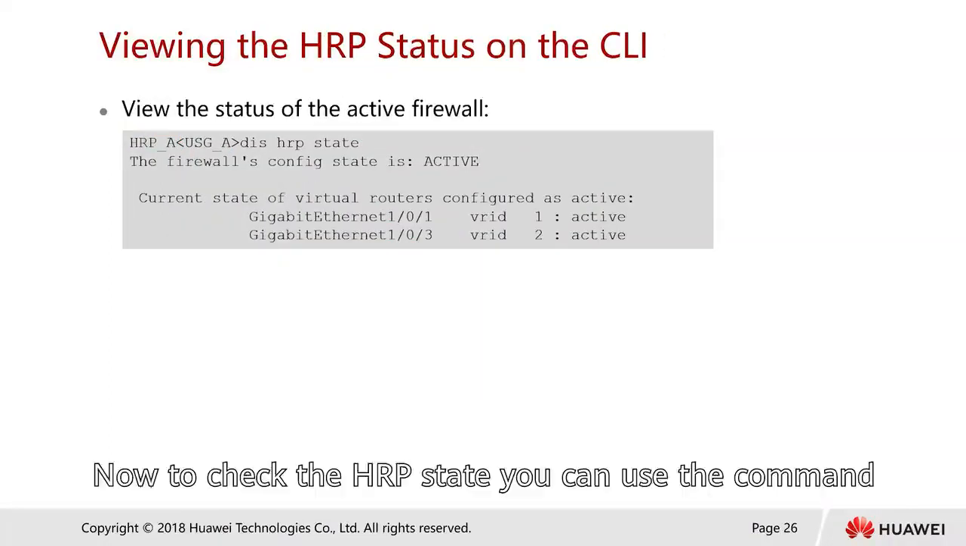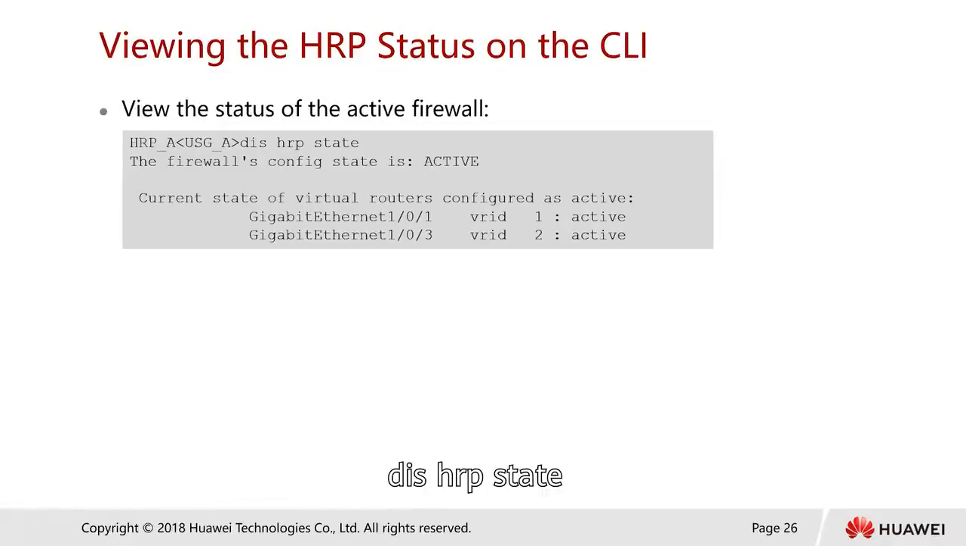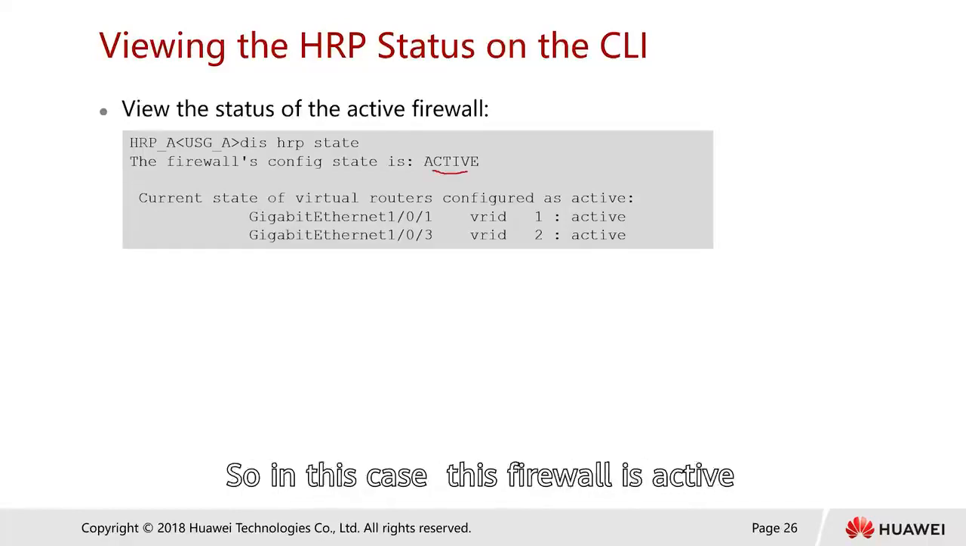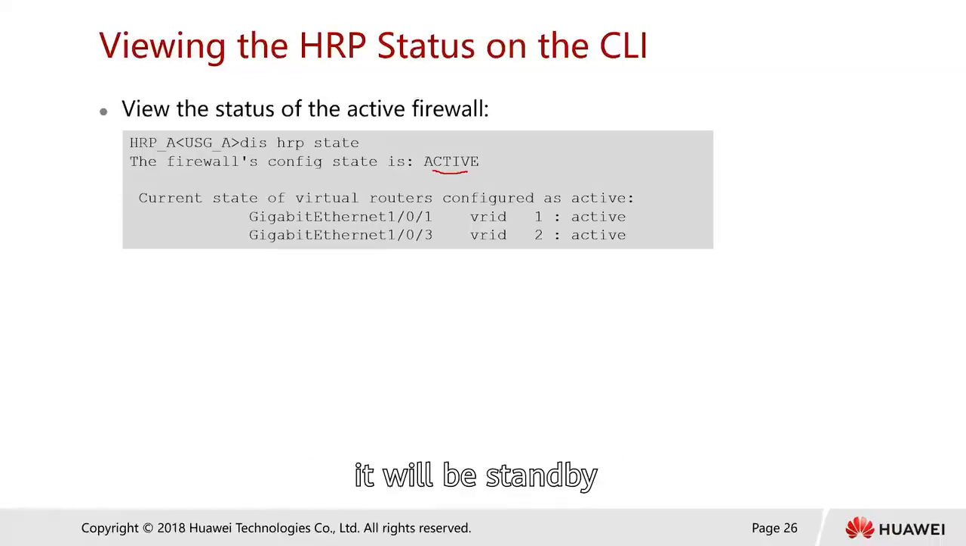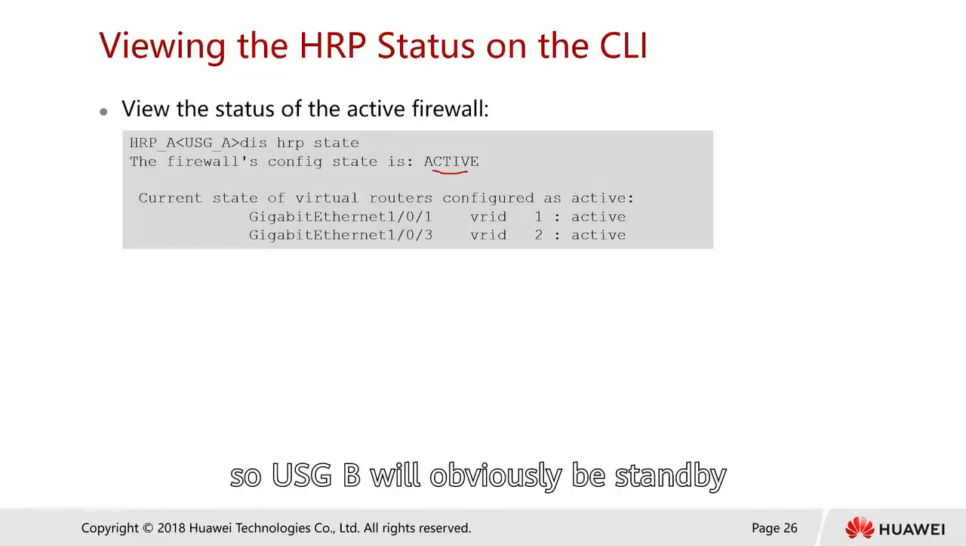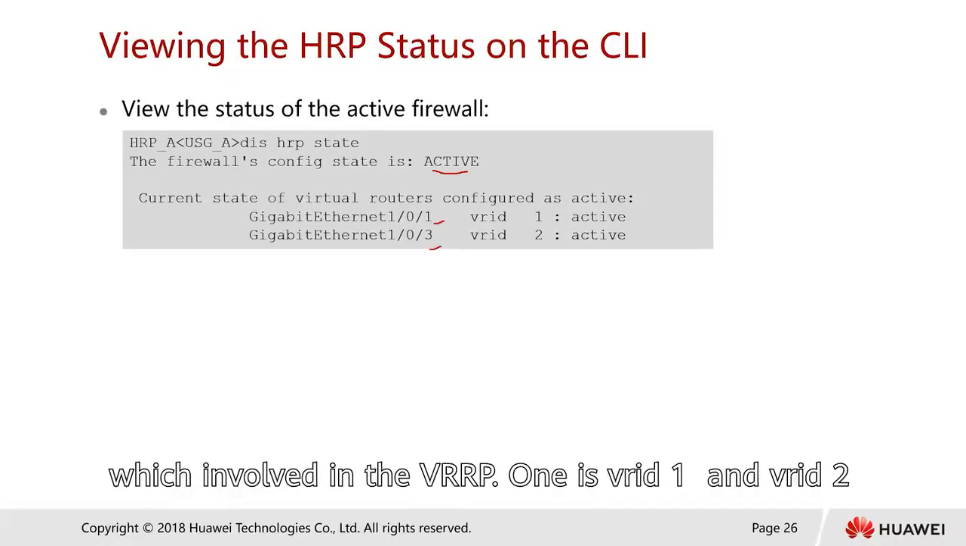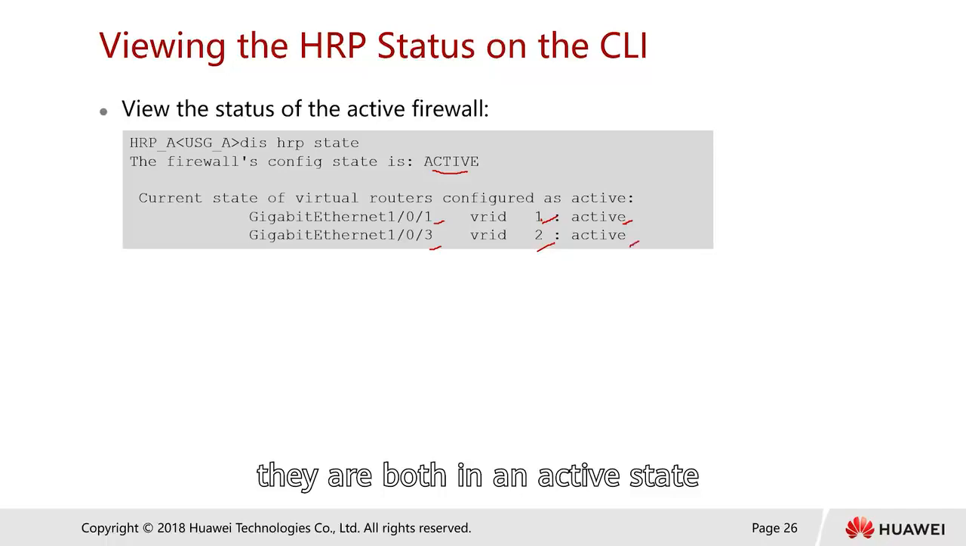Now to check the HRP state, you can use the command display hrp state, and here you can also look at the state. All right. So in this case, this firewall is active. As opposed to that, the other will be standby. So let's say USGB will obviously be standby, and you can also look at the two interfaces which are involved in the VRRP. One is VRID 1 and the other is VRID 2. They are both in active state.